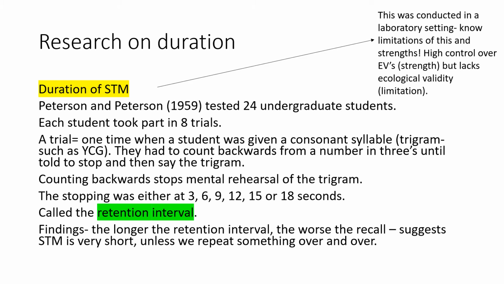They had to count backwards from a number in threes until told to stop and say the trigram. So they might be told, okay, count from 100 backwards in threes, and then they just keep counting backwards. What that does is it stops mental rehearsal of that trigram that they were given. They were then told to say the trigram after either 3, 6, 9, 12, 15 or 18 seconds. This is known as the retention interval.